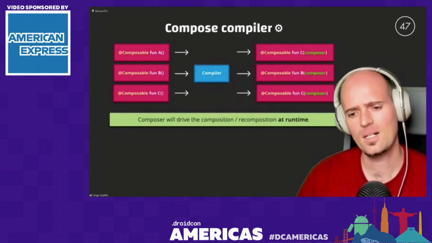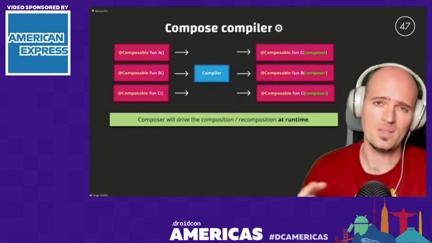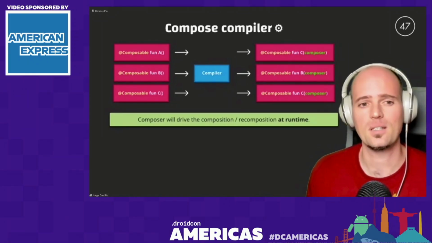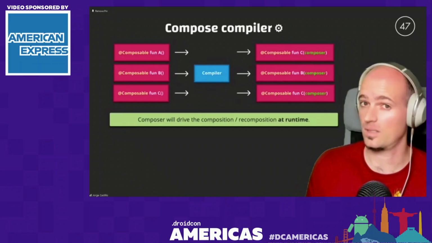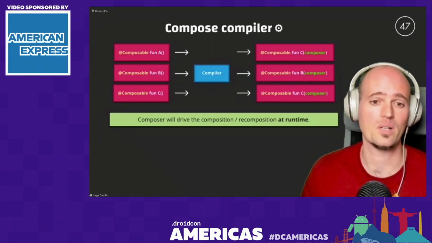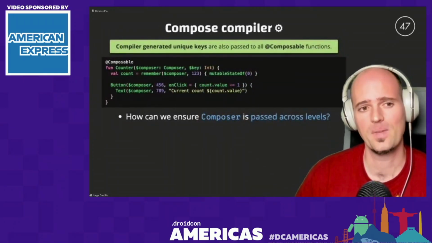So the compiler plugin will take all the composable functions and will append this implicit parameter, the composer, on all the call sites to all the composable functions. The composer is actually the object that will drive the whole runtime of Jetpack Compose, because it's going to drive the composition, recomposition, and all that. So we want it to be present at all levels, you know.